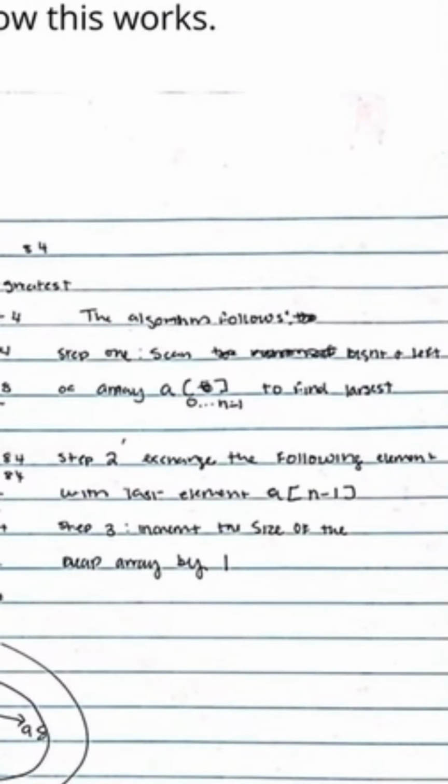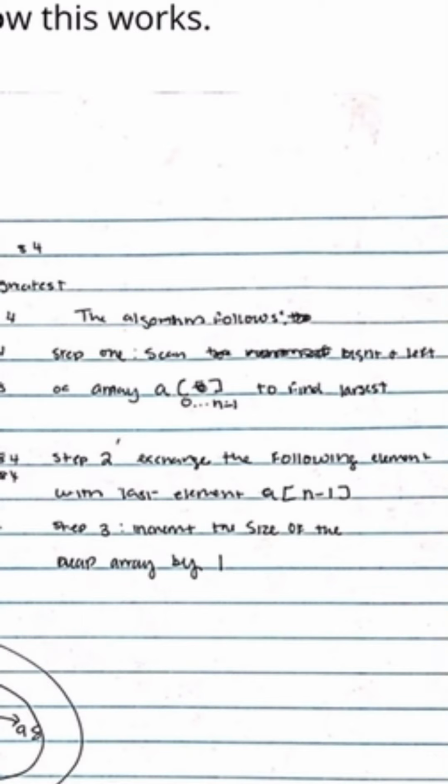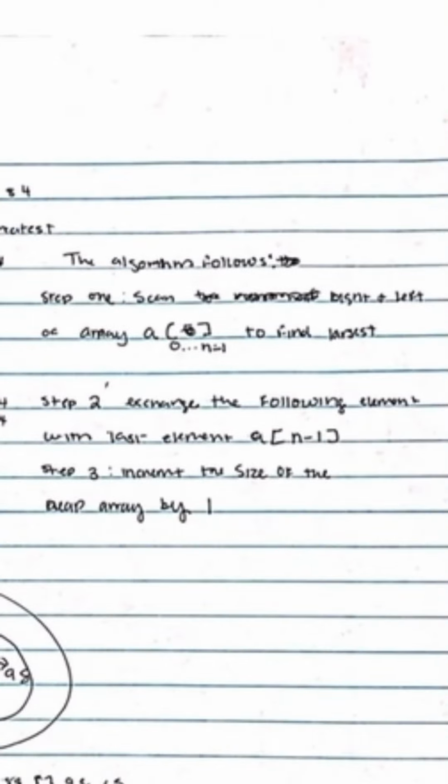So step one is going to scan from left to right of the array, from A0 to n-1, to find the largest. And then step two is going to exchange the following element with the last element, A n-1. And step three is going to decrement, not increment, the size of the heap array by 1.